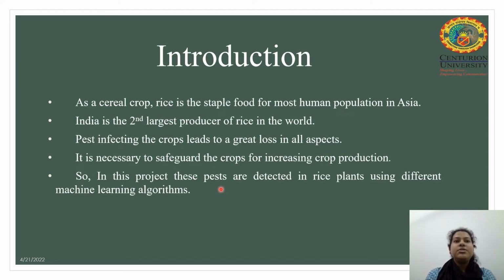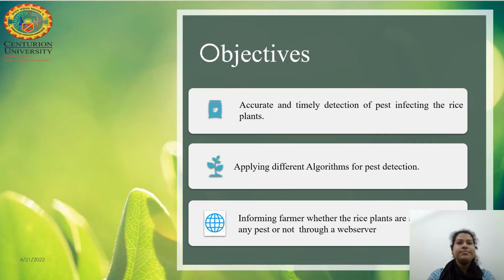This is the introduction. As we know, rice is the staple food for most of the human population in Asia. India is the second largest producer of rice in the world. Since the rice crop gets affected by a lot of pests during its cultivation, it is necessary for us to safeguard the crops to increase crop production. In this project, what we're doing is to detect the pest in time using different machine learning algorithms so that it will be helpful for the farmers.